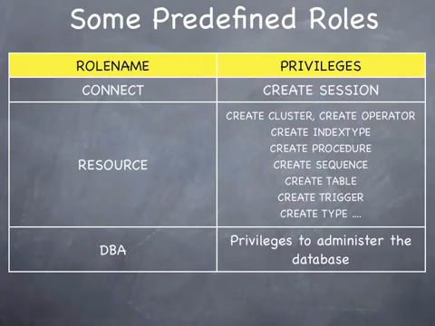This slide has the names of three common predefined roles that exist in an Oracle database. They are the Connect, Resource, and DBA role. The Connect role has the Create Session system privilege in it in Oracle 11g. The Resource role contains a set of privileges that can be used by a user to create and manage different types of objects in a database. The DBA role is a role that contains system privileges that can be used to administer the database.